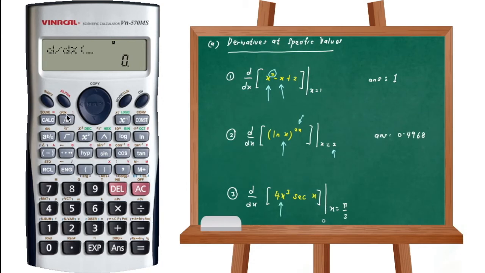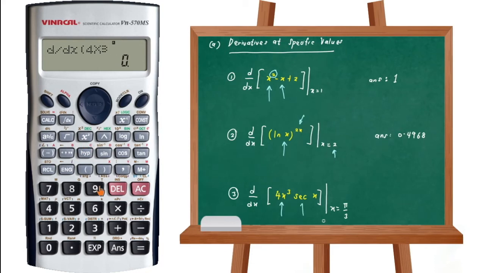Next, we need to include this term 4x cubed in the calculator. So we just press 4 and then press alpha and then press this button X. To key in the power 3, there are two ways that you can use. Either we press this button followed by this value 3 to represent the power 3, or another way is to press shift and then press this button. Notice that at the top of this button there is a symbol x cubed.